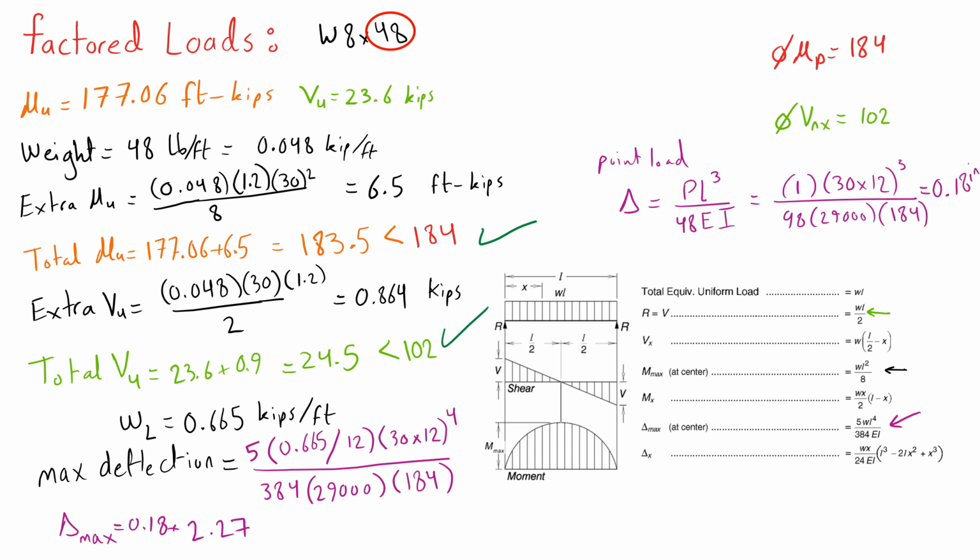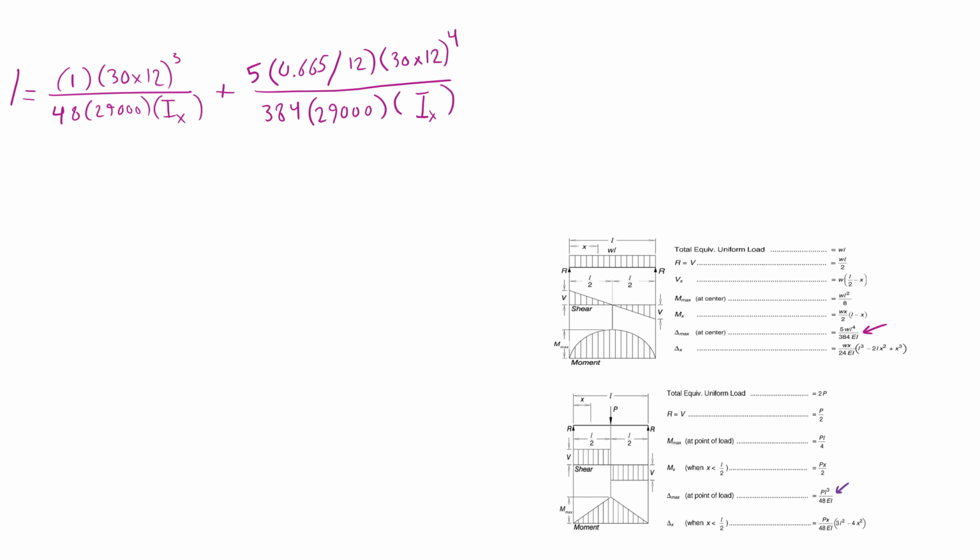To find the maximum deflection, we have to consider the unfactored uniform and concentrated live load separately and add the deflections together. This ended up being larger than the maximum allowed limit of L over 360, and thus a new section with a higher moment of inertia should be chosen. This is accomplished by equating the maximum allowed deflection of 1 inch to the sum of the deflections and taking moment of inertia I sub x as an unknown.